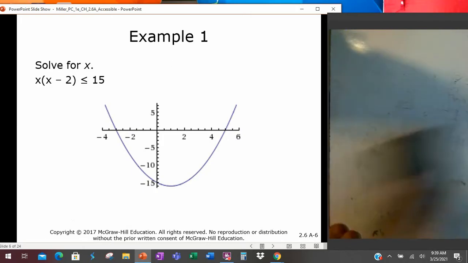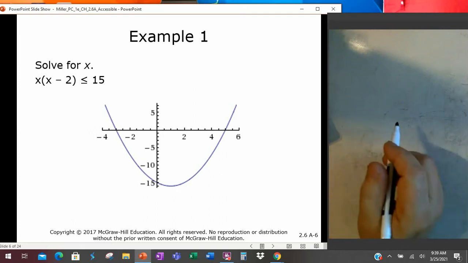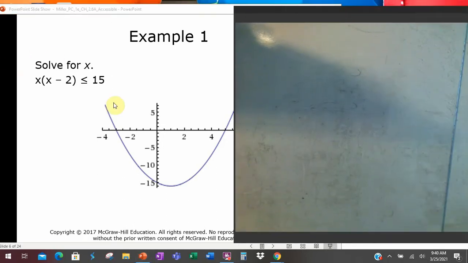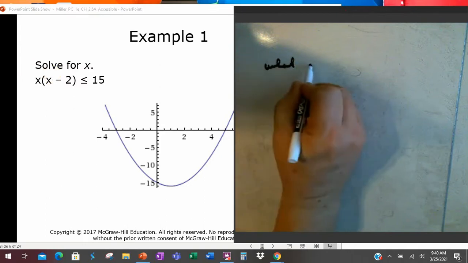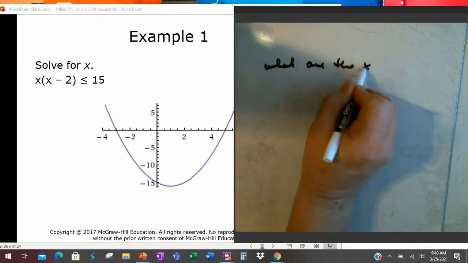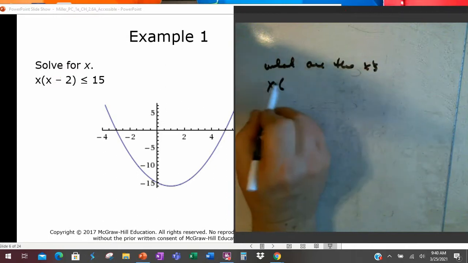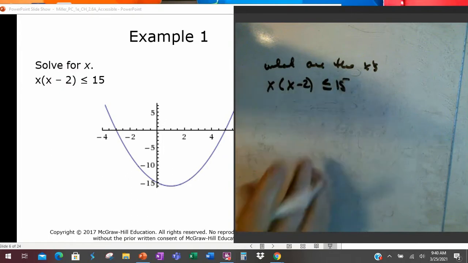Okay, so here is this graph. It says solve, so I'm not going to talk about the graph. This is not the graph of that, naturally. But if I've got an inequality like this, I want to know what the x's are, the interval where x times x minus 2 would be less than or equal to 15.